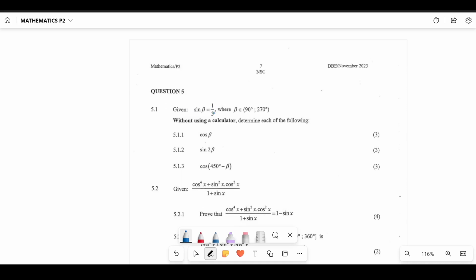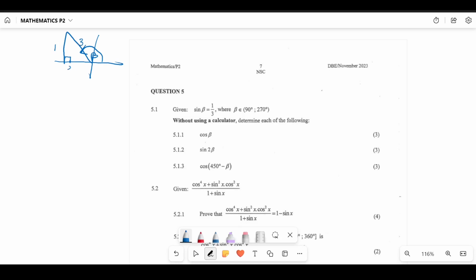Given sin beta equal to 1 over 3, where beta is an element of 90 to 270 degrees, calculate the following. Beta is between 90 and 270, so not in the first quadrant, but sin beta is positive. So we can draw the diagram to make it easier. The diagram comes in the second quadrant because sin beta is positive. So this is angle beta. Now this is a right angle triangle. Sin beta is opposite over hypotenuse, so it's 1 over 3.